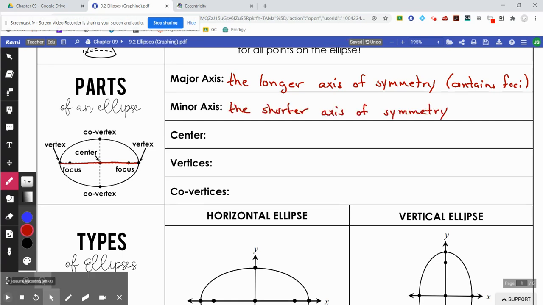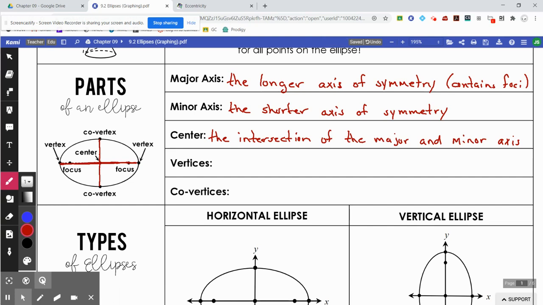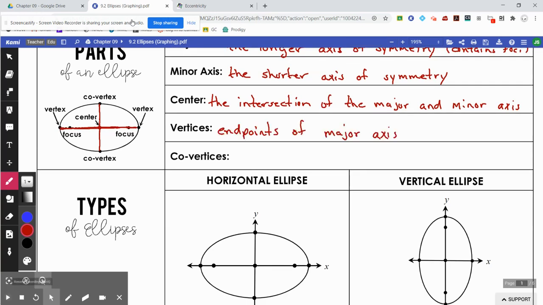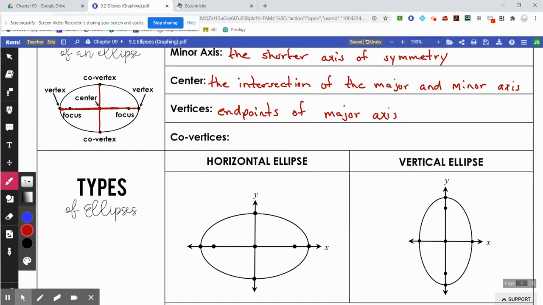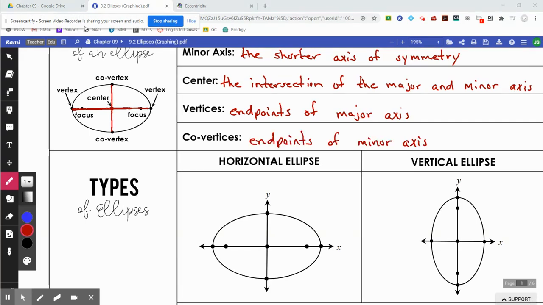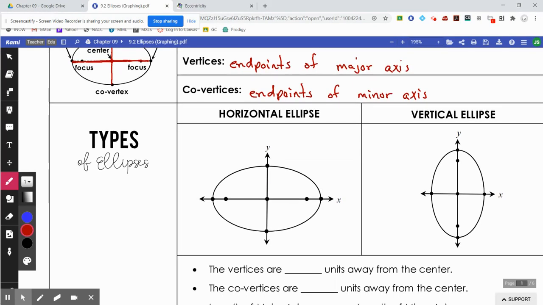The minor axis is the shorter axis of symmetry, and it connects the co-vertex and co-vertex, and you see here that the major axis of symmetry connects vertex to vertex, which we'll talk about in just a second. The center is the intersection of the major and minor axis, and we see the center right there. It cuts it perfectly in half horizontally and vertically. The vertices are the endpoints of the major axis, and the co-vertices therefore would be the endpoints of the minor axis.